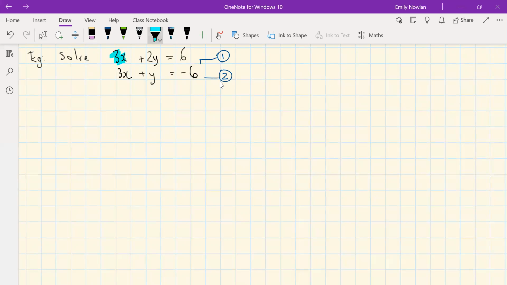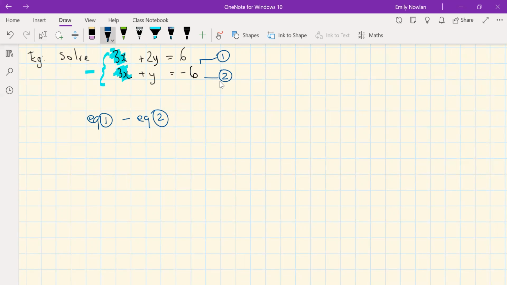What we can see is the x's both have 3's in front of them. They're both positive 3's, so they've got the same sign. So what do we need to do? We need to subtract one from the other. That's what we saw before. So we want to do equation 1 subtract equation 2. You can do it in the other order, that's fine, but I'm just going to go with it the way it's written.